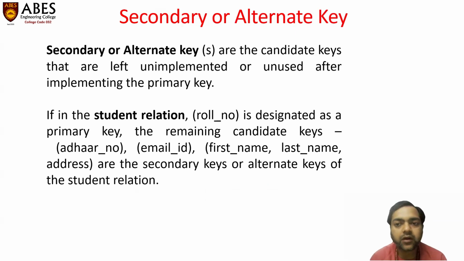Now next we have the secondary or alternate key. What are those keys? We know what the candidate keys are. Among the candidate keys, one candidate key can be chosen as the primary key, that can be implemented in a relation in a particular database management system. But what about the other candidate keys? They are known as secondary or alternative keys. These are the candidate keys that are left unimplemented or unused after implementing the primary key.